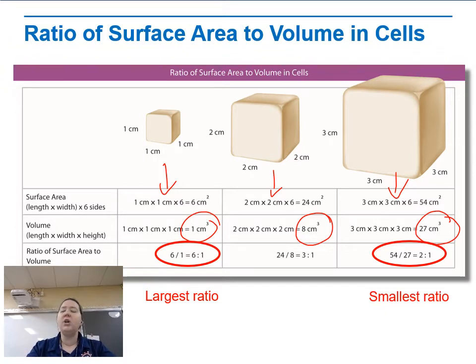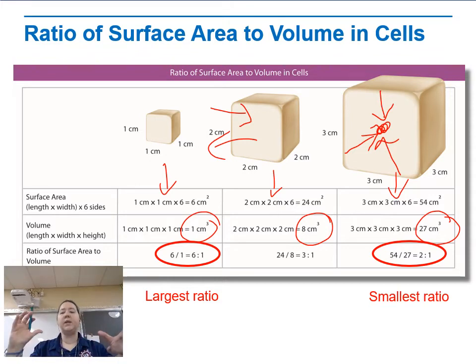The larger the ratio, the better, because things are trying to get in and out of the cell all the time. Oxygen, carbon dioxide, food, sugar, water, all of these things are trying to get in and out of the cell. The surface area to volume ratio is really important because the surface area is where things are going to come in contact and be able to go in or out. The volume, however, is how much space it has to travel to get into the cell.